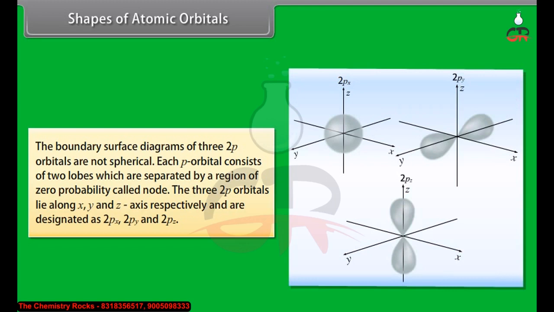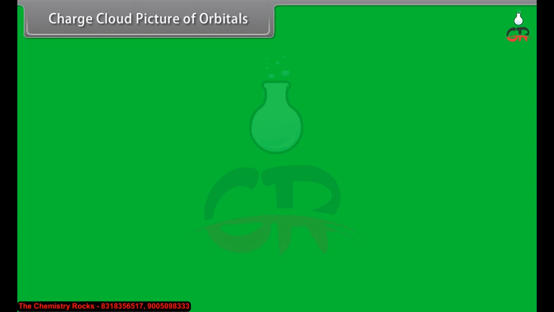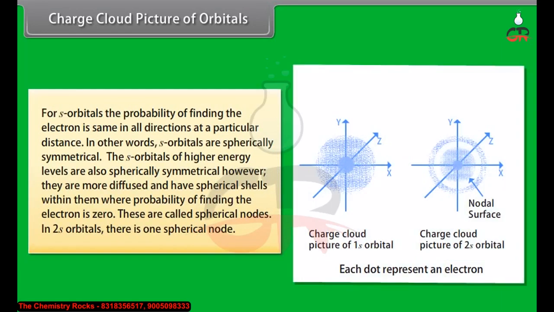Charge cloud picture of orbitals. For s orbitals, the probability of finding the electron is the same in all directions at a particular distance. In other words, s orbitals are spherically symmetrical. The s orbitals of higher energy levels are also spherically symmetrical; however, they are more diffused and have spherical shells within them where the probability of finding the electron is zero. These are called spherical nodes. In a 2s orbital, there is one spherical node.